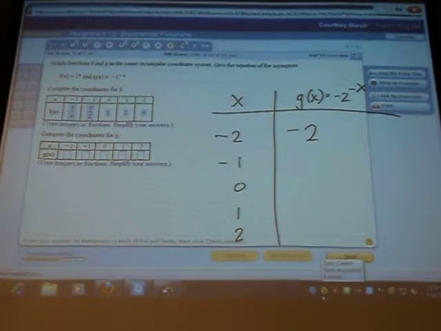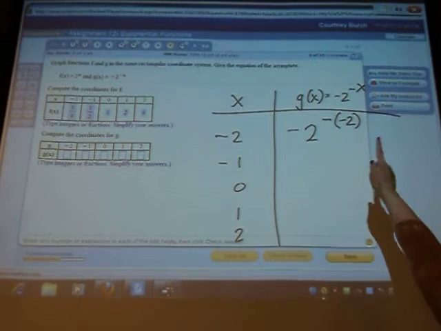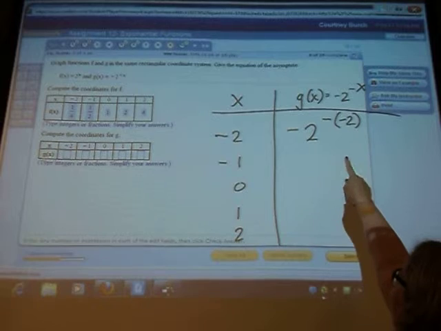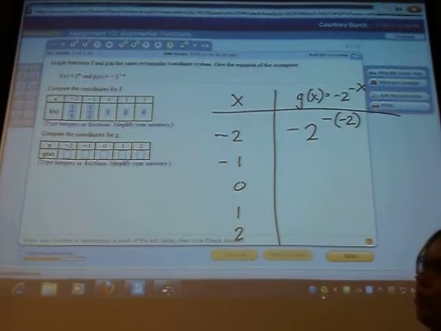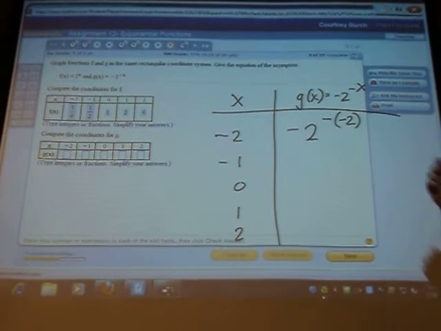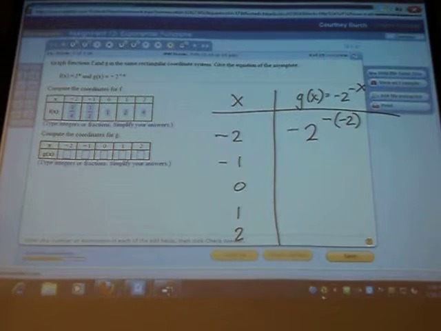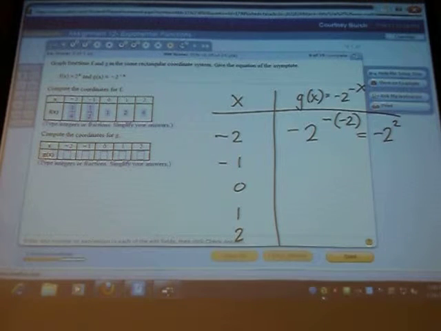Alright, negative 2 raised to the negative x, and then x is negative 2. So negative 2 raised to the power of negative 2. Now what is negative x? If x is negative 2, then negative x is positive 2. That's what I asked earlier. Okay, now what's negative 2 to the positive 2 power?